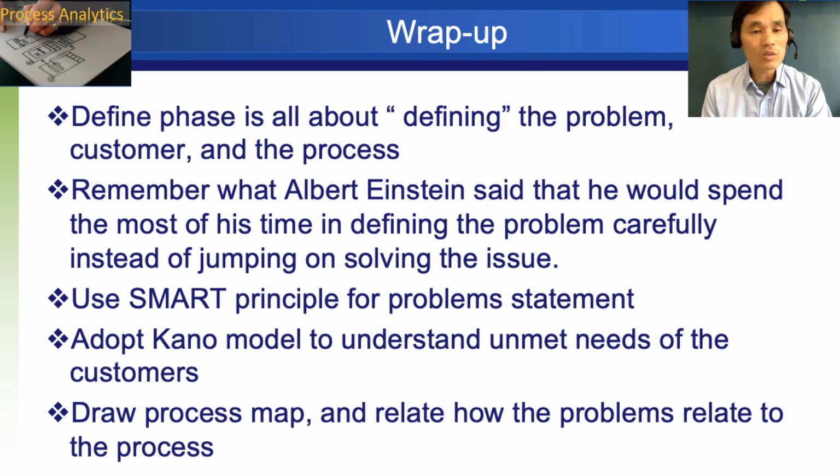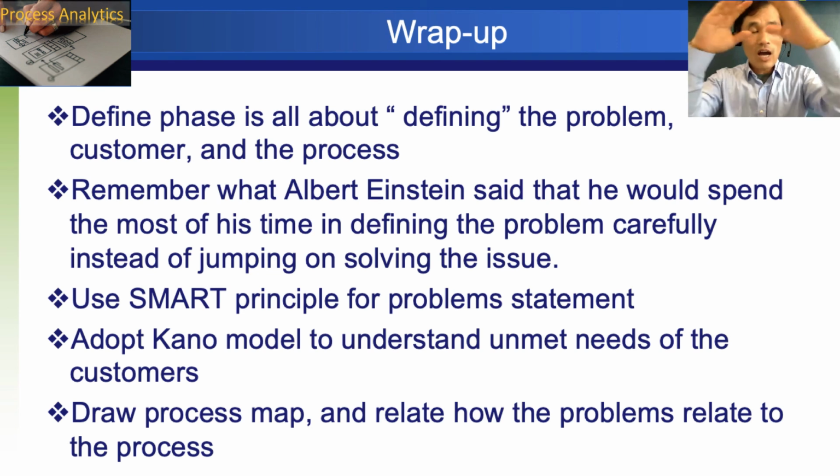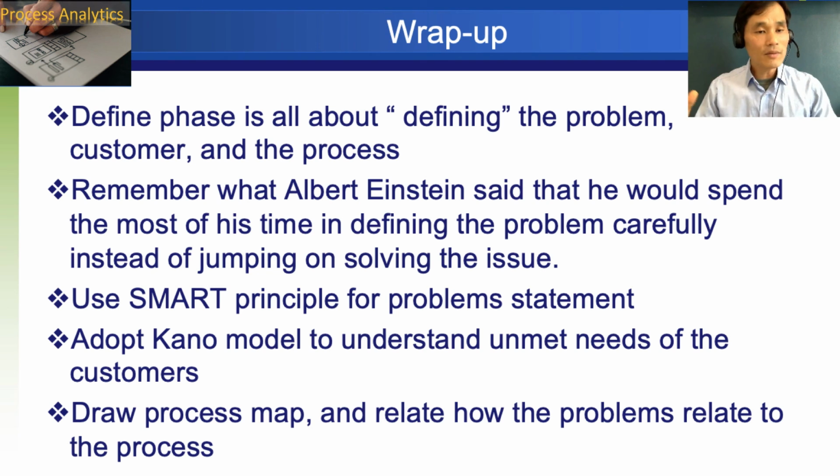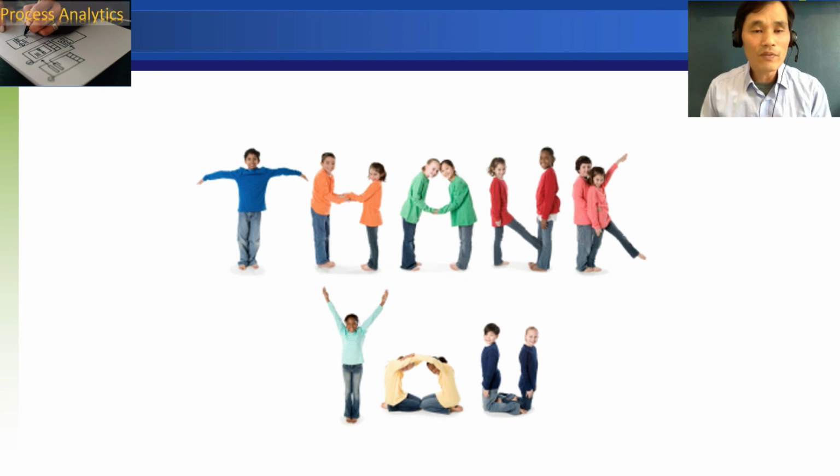And lastly, we talked about process mapping. To draw a process map, we need to think about the high level, the middle level, and the detailed level, and relate them to how problems are related to that process. And that is the define phase.